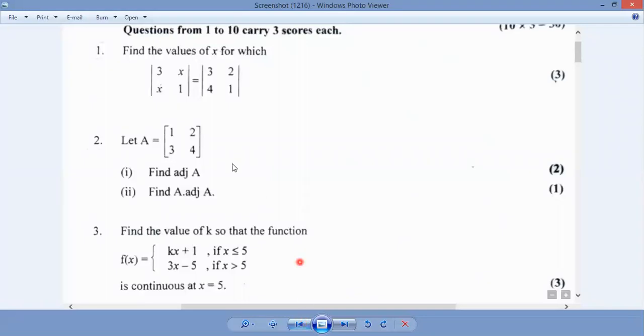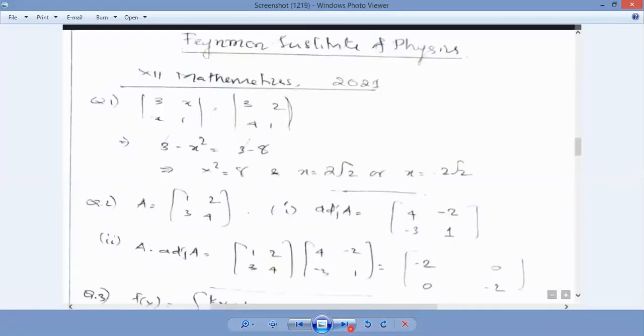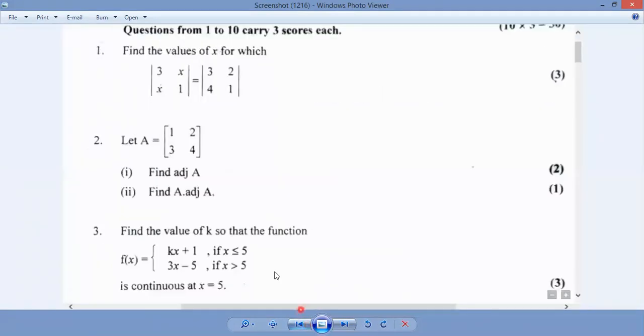The second question is: find adj A from this matrix and then find A into adj A. I have used a simple trick here, or you can follow the exact procedure. Here I have interchanged this 1 and 4 and added a minus sign here and here. So that will be adj A. And A into adj A is basically the matrix multiplication of these two matrices, which will give us the answer, a diagonal matrix with diagonal elements minus 2 and minus 2. So that is the answer for part 1 and part 2 of question 2.